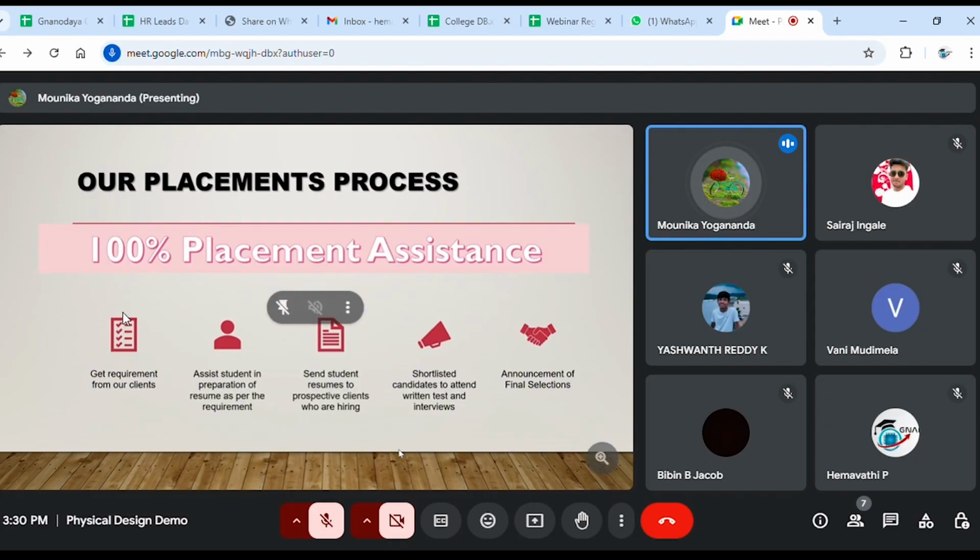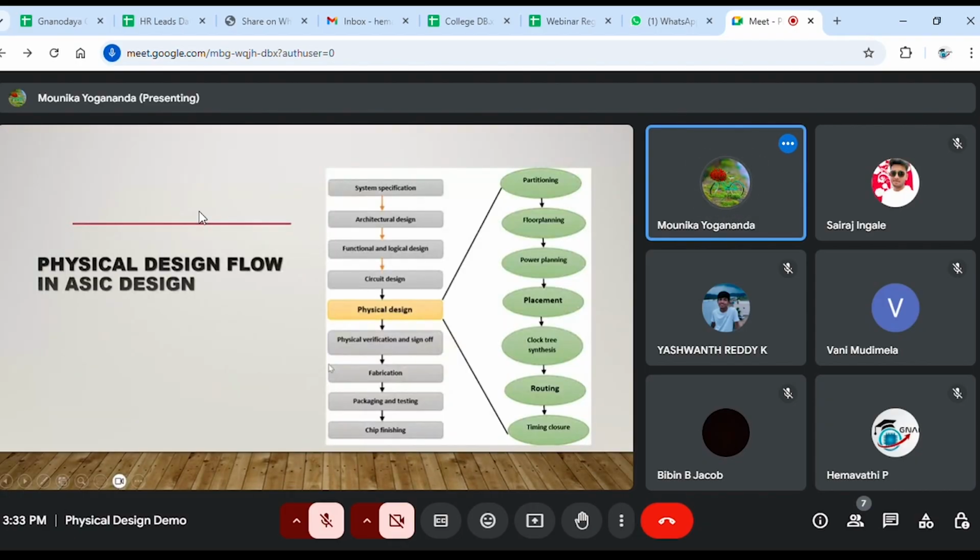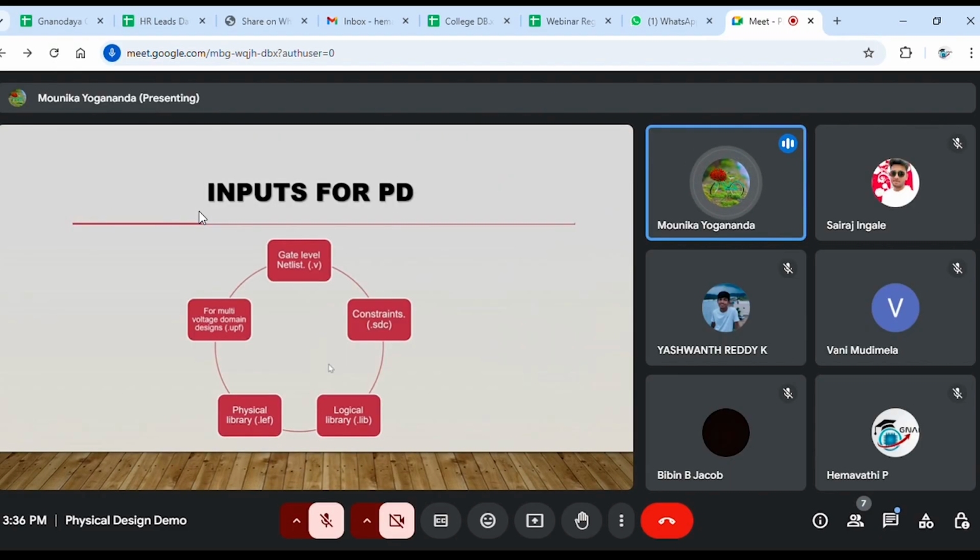So how is the placement process going to happen? Just now I mentioned the physical design flow. To start your PD, you require some inputs. These are the major inputs that we require to start your PD, like the gate level netlist, that means the dot v file.